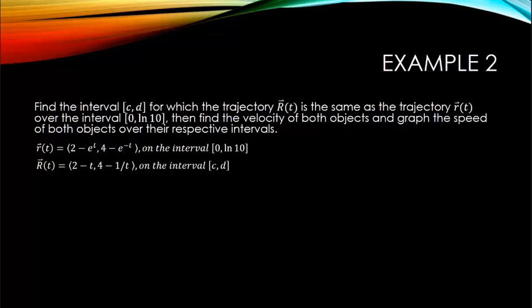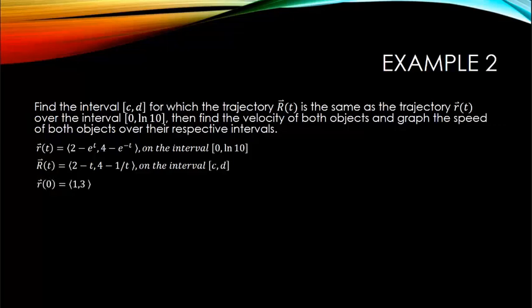The first vector, little r of t, is given by the components 2 minus e to the t and 4 minus e to the negative t on the interval from 0 to the natural log of 10. Capital R of t is equal to the components 2 minus t and 4 minus 1 over t on the interval from c to d.